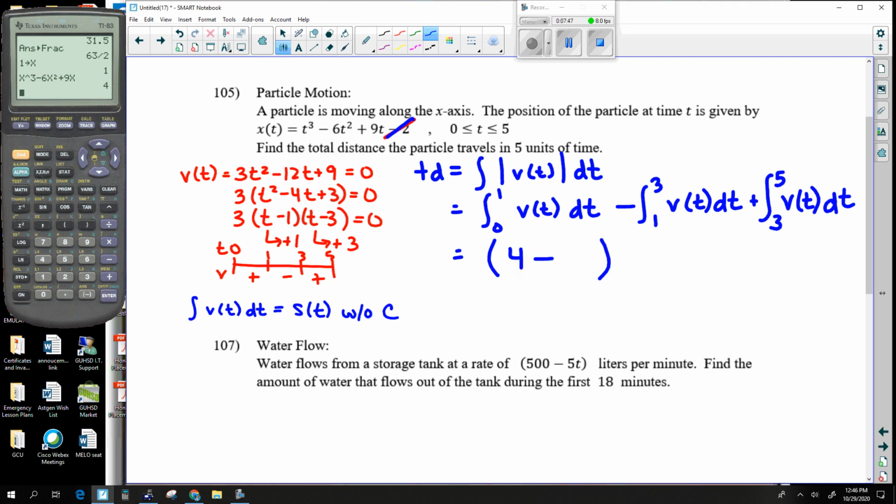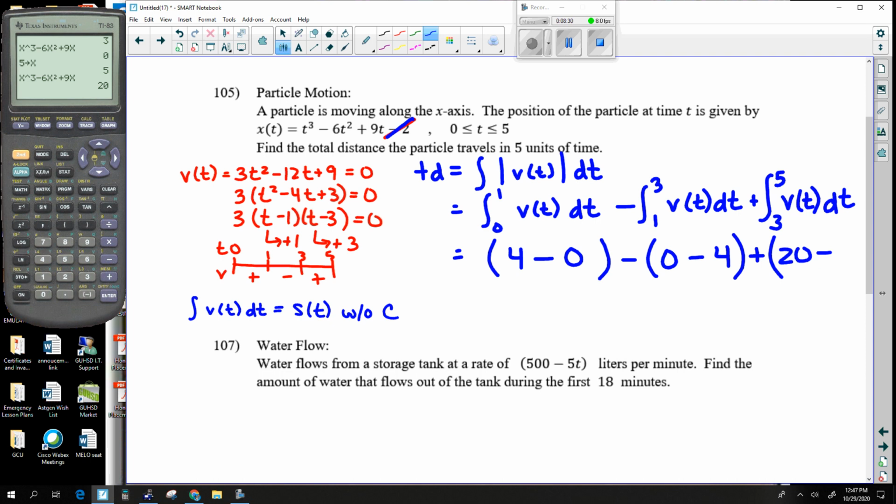Minus that at the 0, and 0 is 0. Minus integral at 3. So that's the position at 3, again, without the minus 2. So that's going to be 0 minus 1. 1 was 4. So you see how that had a negative distance there, but with that minus, that's going to now be positive. So plus the evaluation at 5 is 20, minus the evaluation at 3, which was 4.